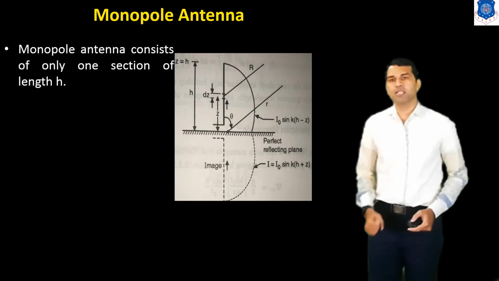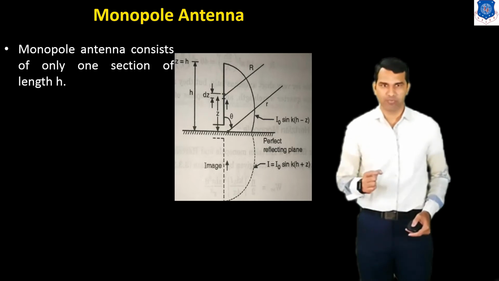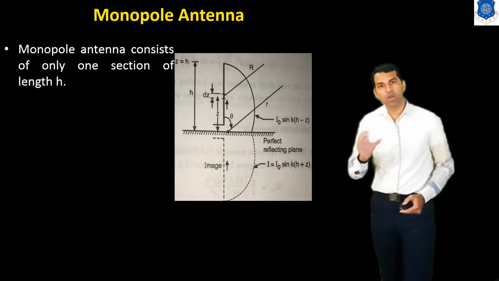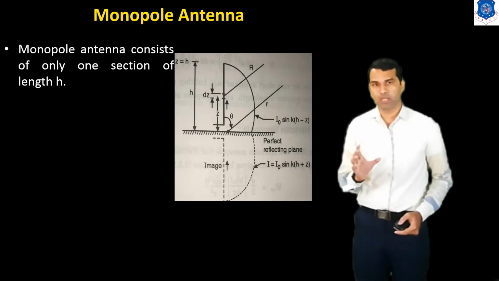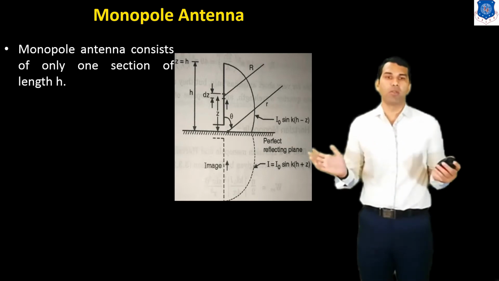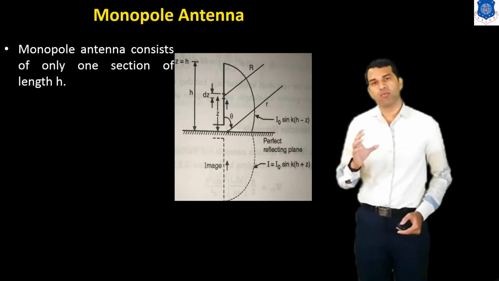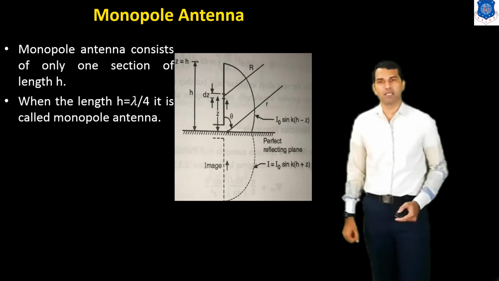Monopole antenna consists of only one section of length h. That means the name is monopole, so here we consider only one pole. In a dipole, in that section we consider two poles. But in the monopole antenna, we consider only one pole. So that's why there is one section in this antenna.